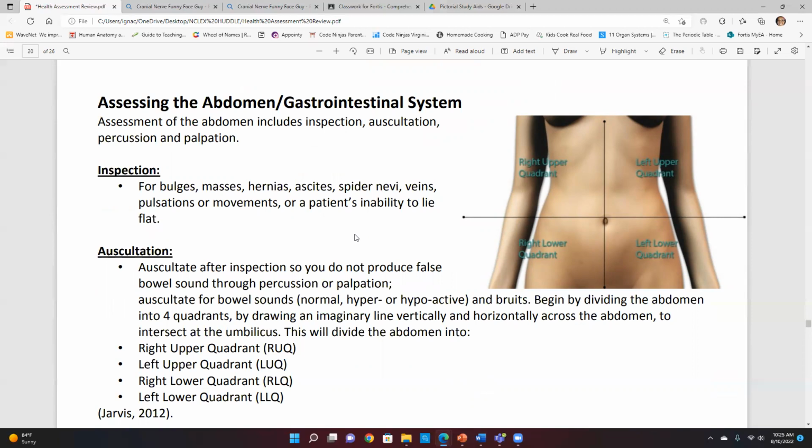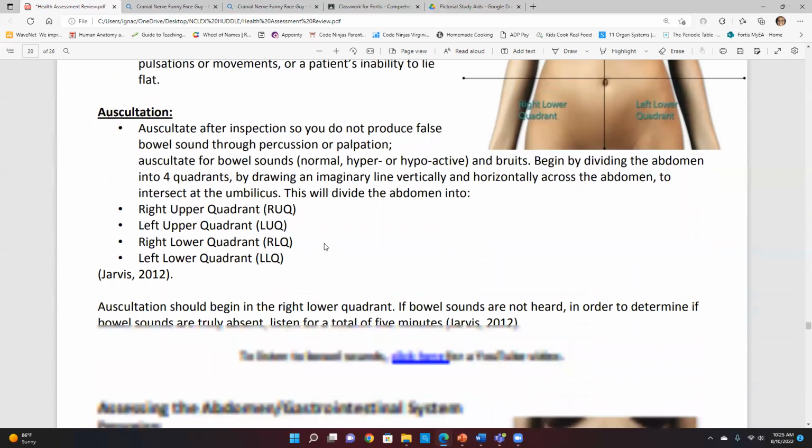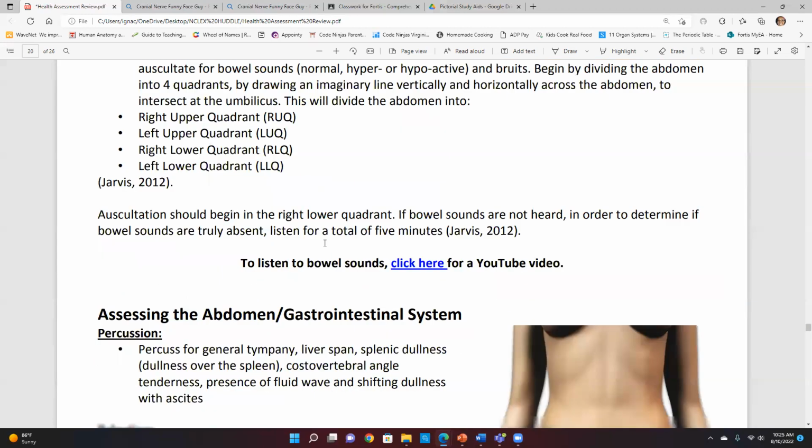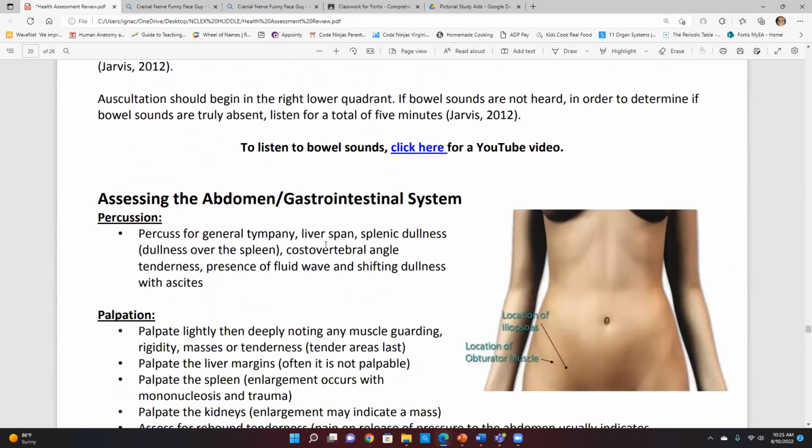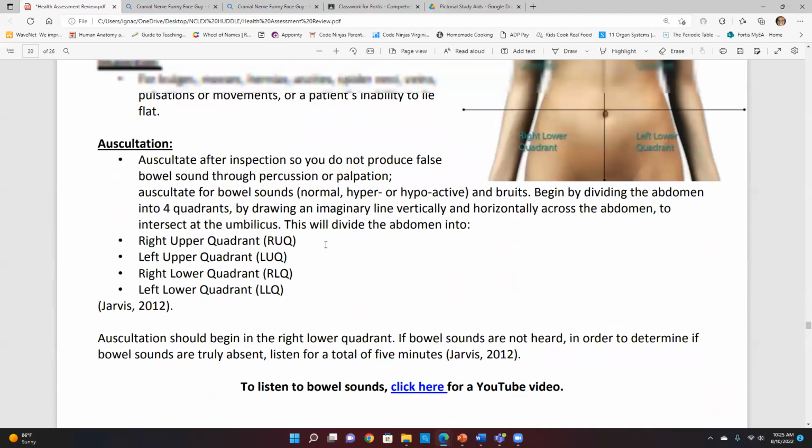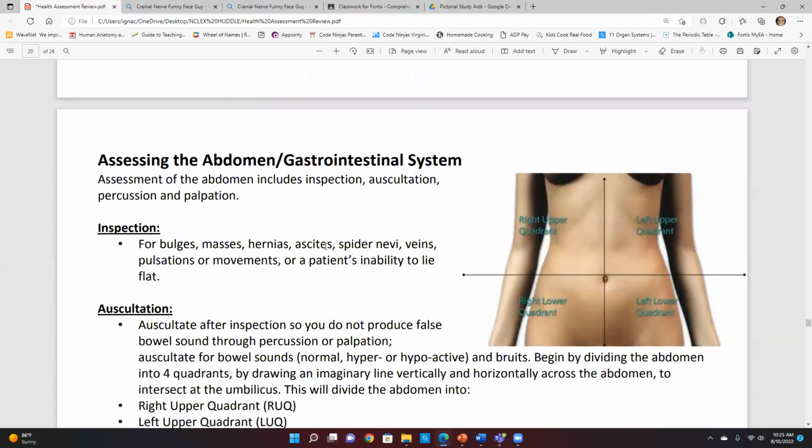Remember, with the abdominal assessment, the order is going to be different. There's always test questions about the GI assessment and the order in which we assess. So inspection will come first, auscultation will come second. Okay, percussion will come third, and then last, palpation. Okay, so you've got to know that order. That's really, really important, okay? Because I've seen many questions on that.